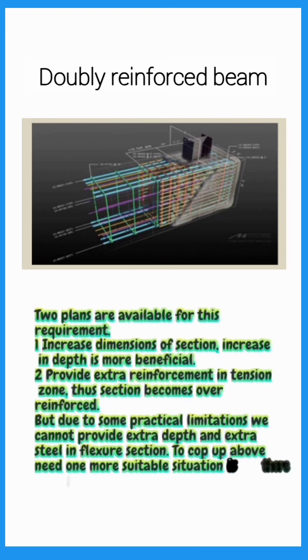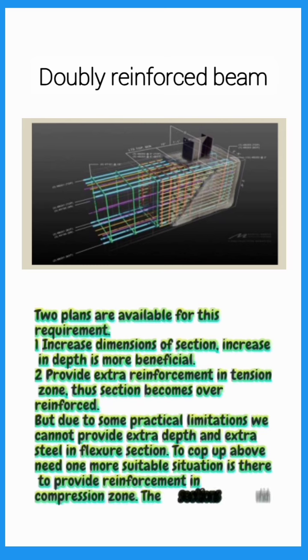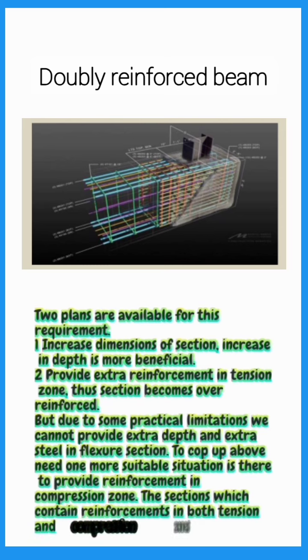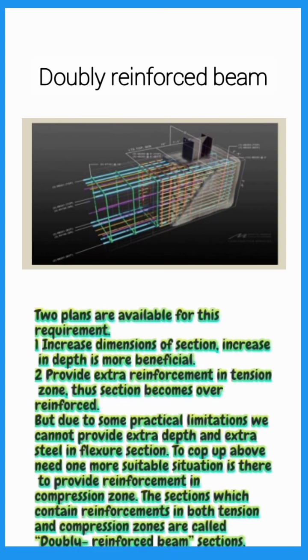To cope up with the above need, one more suitable solution is to provide reinforcement in compression zone. The sections which contain reinforcements in both tension and compression zones are called doubly reinforced beam sections.